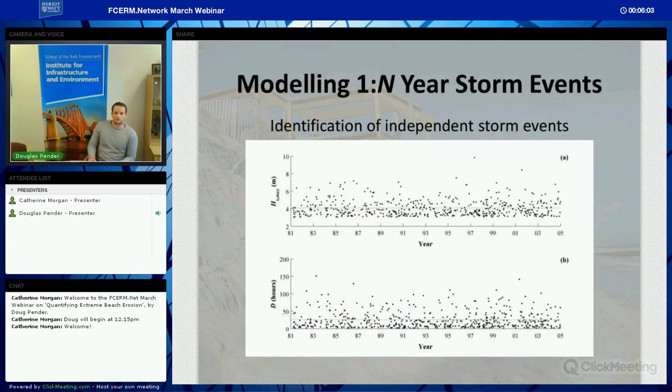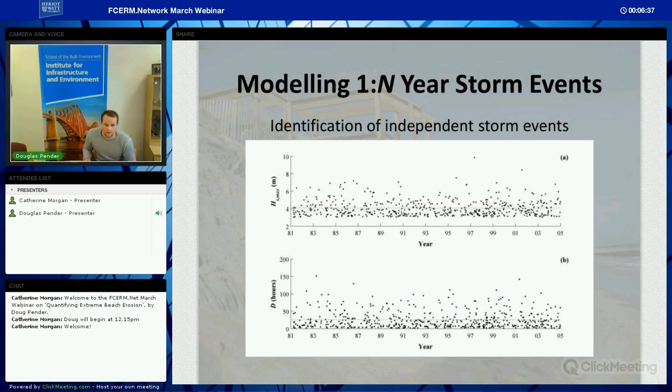So the next possible technique you could use is something you'll be a bit more familiar with, and it would be using a 1 in n year storm event. So when you talk about flooding or coastal erosion or things like that, you focus in on these 1 in 100, 1 in 200 year storm events. So the next thing you can do would be to generate a 1 in 100 year storm event, use a numerical model or an empirical model to then generate an erosion volume, and that erosion volume would be your 1 in 100 year erosion level.